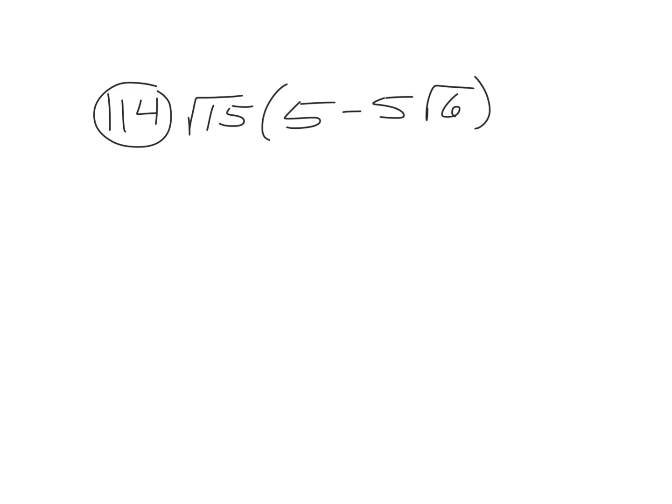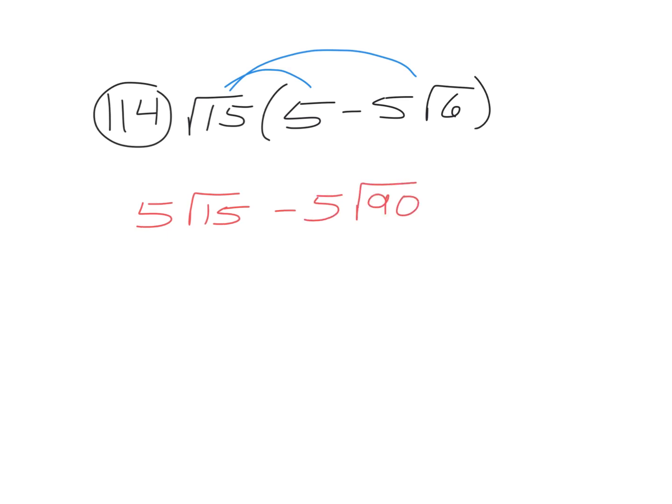Okay? So I'm going to take square root of 15 times 5. Good, 5 square root of 15. Then I'm going to take square root of 15 times negative 5 square root of 6. 90. Negative 5 square root of 90. Okay, always check if it's in simplest form. Okay, can I do anything with the square root of 15? No, so I'm going to keep 5 square root of 15. What about the square root of 90? Yes. Yep, so keep that negative 5 out in front, and then create your good and your bad.